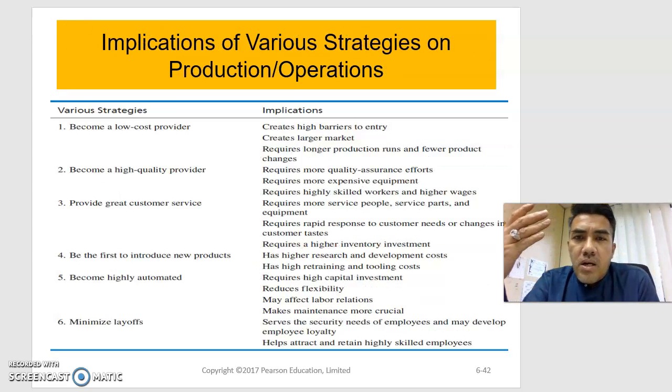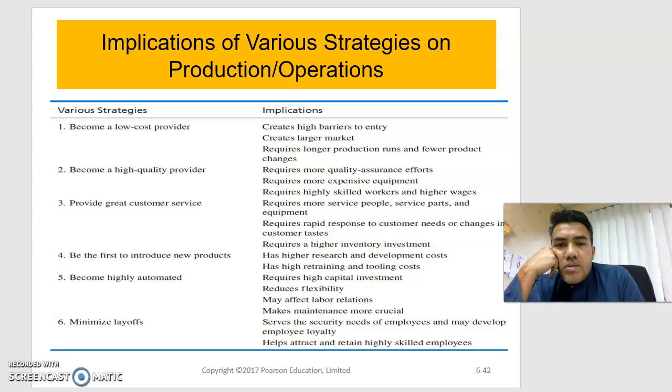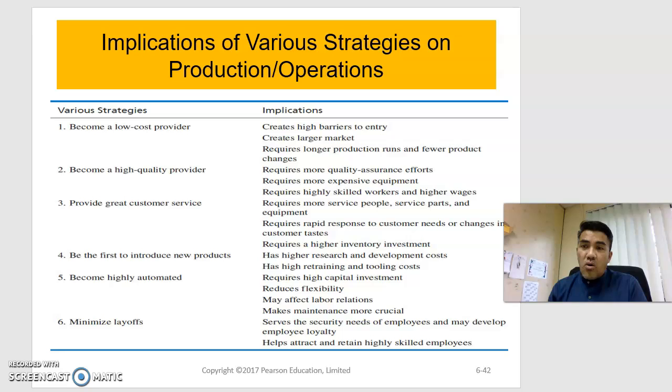So what are the implications with regards to the production? These are some of the implications that we can discuss. Sometimes organizations focus on becoming the low cost provider. So the implication is that this can create a high barrier to entry to other competitors, and you can create a larger market share, a larger market, and it requires longer production runs and fewer product changes. If your products are standardized, generic, common products, maybe you can focus on becoming a low cost provider, and then become a high quality provider.